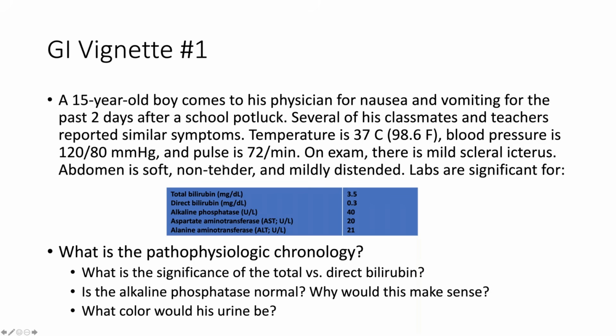The abdomen is soft, non-tender, and mildly distended. So pretty non-specific. Soft, non-tender tells you we weren't really thinking peritoneal signs, and mildly distended is probably just because of his nausea. I don't know, that's not specific.